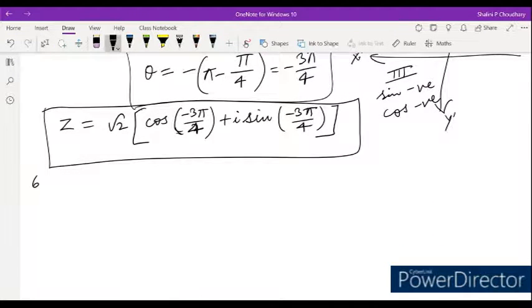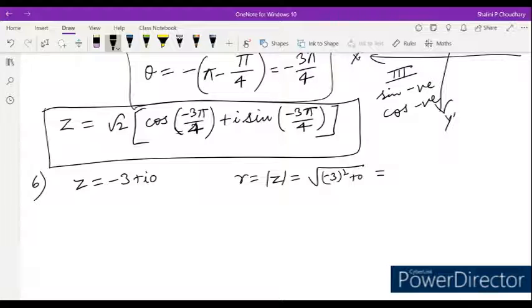Now question number 6. Question number 6 के लिए है z is equal to -3. Okay, so r will be equal to modulus of z, that is equal to square root. So when it's written -3, so plus i into 0 हम लिख सकते हैं. So -3 का square plus 0, that is equal to 3 होगा. Okay, so r का value will be 3.